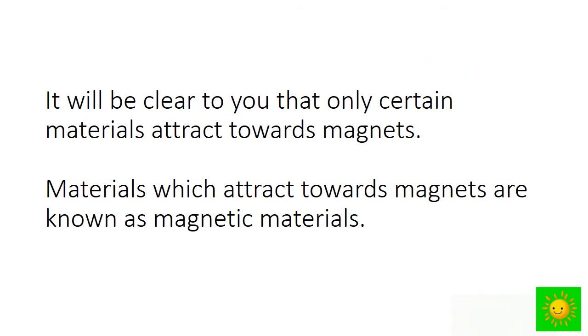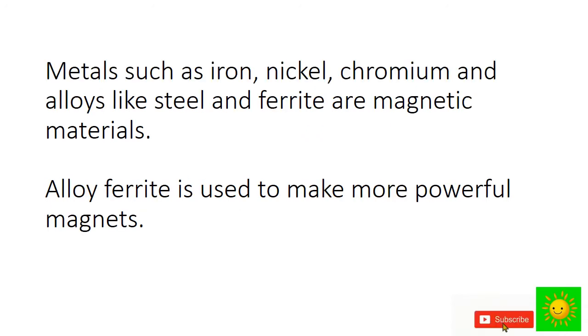It will be clear to you that only certain materials attract towards a magnet. Materials which attract toward magnets are known as magnetic materials. Metals such as iron, nickel, chromium, and alloys like steel and ferrite are magnetic materials. Alloy ferrite is used to make more powerful magnets.